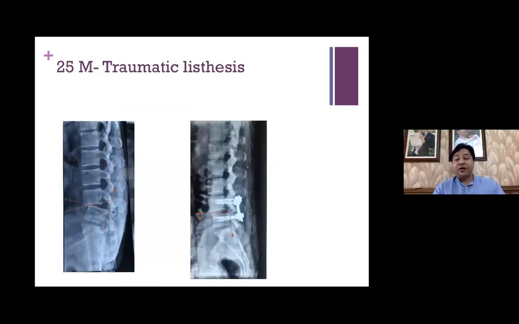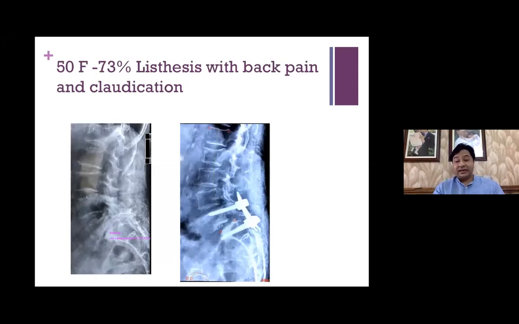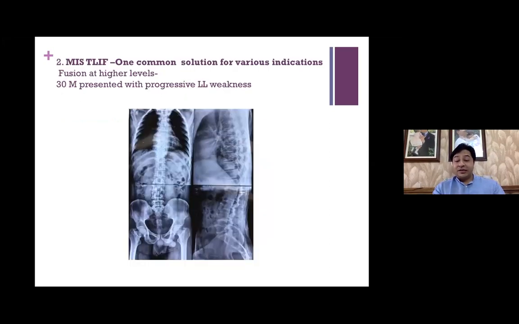Let's take a few other cases. This was one of the isthmic listhesis, but it doesn't matter what type of listhesis you have. This was a traumatic, again a high grade listhesis, and MIS TLIF did the job. Or you can have a degenerative listhesis, like in this case, a 50-year-old female with a 73 degree slip. Again, we did a minimally invasive TLIF and we could get the job done. So continuing with the indications for MIS TLIF, look at some other cases where you can get away with MIS TLIF, while OLIF won't be indicated.